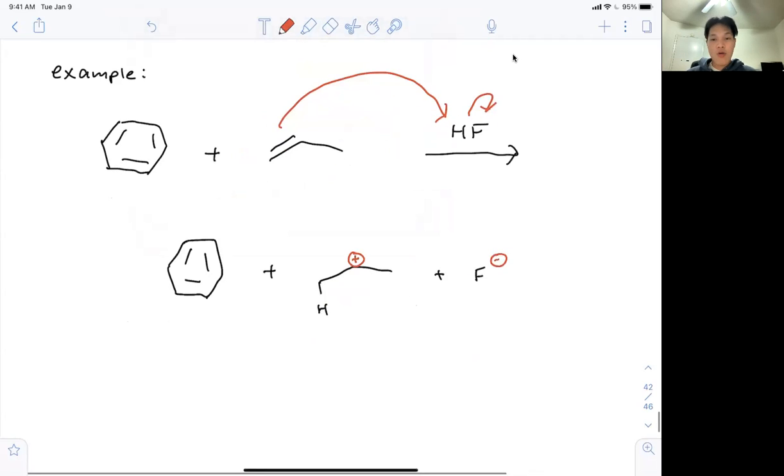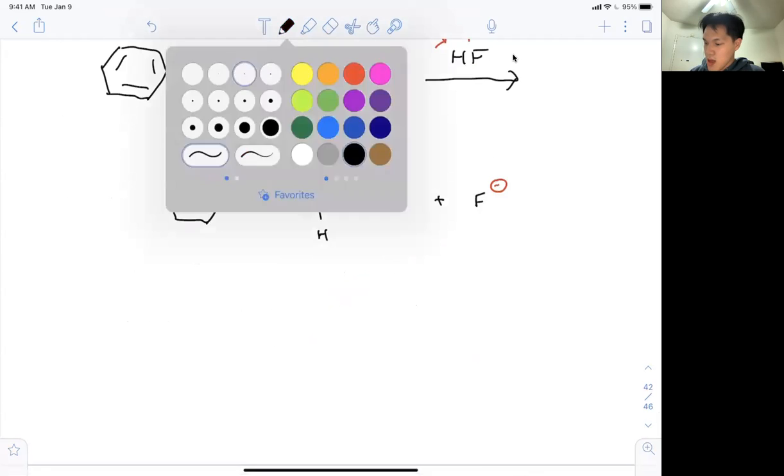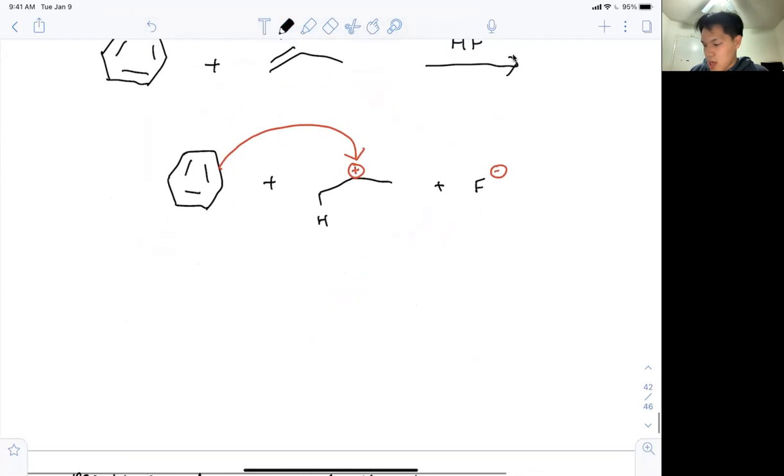Right? So now we have something that's very electrophilic, right? This is very, very electrophilic. And now we also have something that is a pretty good nucleophile, right? If I say so. So then we can attack it. We can attack this over here. So now we're gonna get something like, it doesn't matter where it goes. I'm gonna put it at the top.